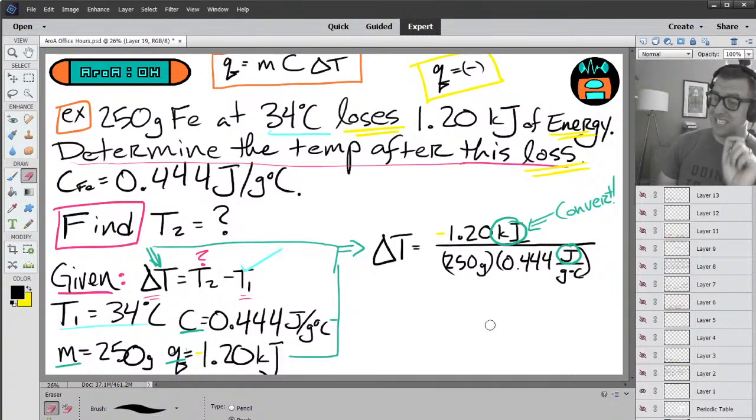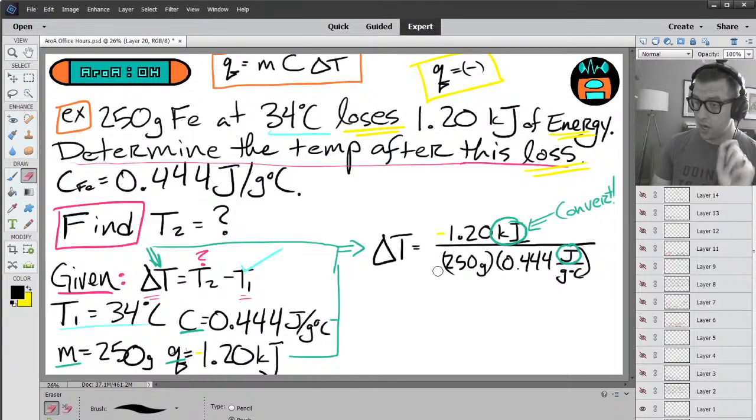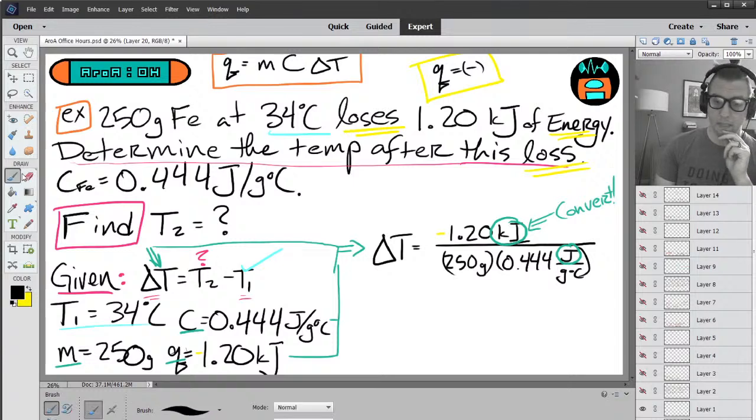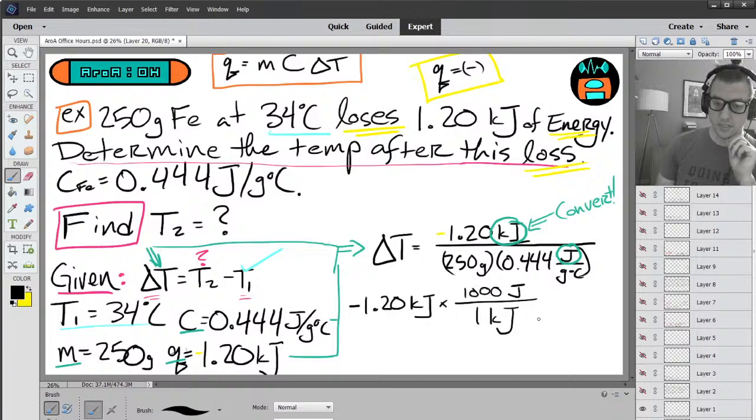All right, so that is the second mistake I made. So we need to do a quick unit conversion, and we need to make sure we're plugging in a negative value. Otherwise, our answer will be far off. Okay, so first step, let's take negative 1.2 kilojoules and convert this to joules. 1 kilojoule has 1,000 joules in it. Kilojoules cancel.